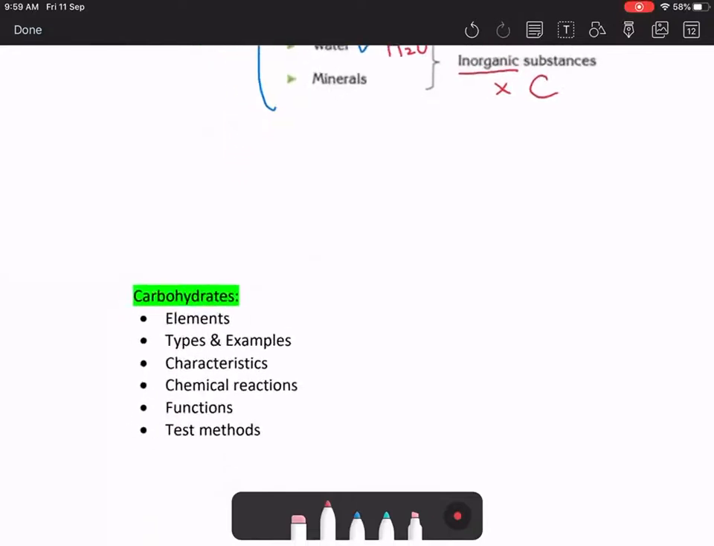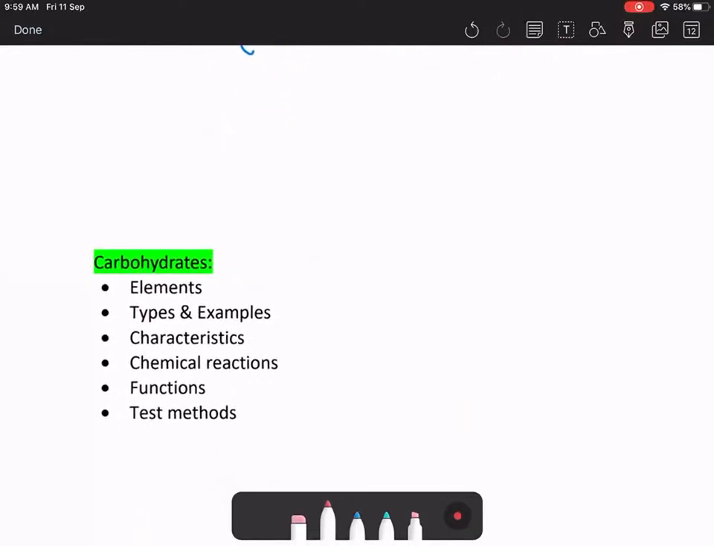Let me summarize them first. In carbohydrates, you have to know what elements make up the carbohydrates. And there are many types of carbohydrates. You see the plural form S, so there are actually many types and examples. You have to memorize all these details, okay? And being a carbohydrate, there are some features, some characteristics. Later you will know what characteristics refer to.